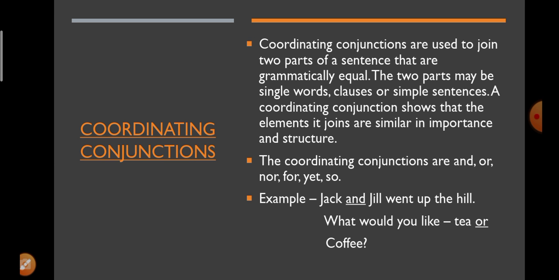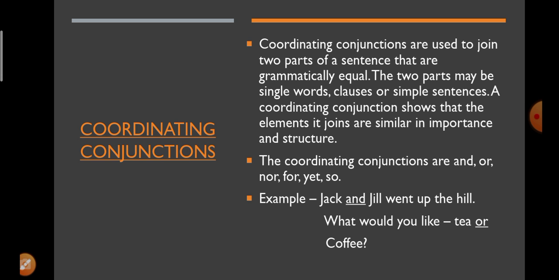Now, these conjunctions are used to join two parts of a sentence that are grammatically equal. So, the two parts of the sentence have to be grammatically equal, and the two parts may be single words, clauses, or simple sentences. A coordinating conjunction shows that the elements it joins are similar in importance and structure. So, the structure should be similar, the importance of both parts has to be similar, and they should be grammatically equal as well. Those parts are joined with coordinating conjunctions.